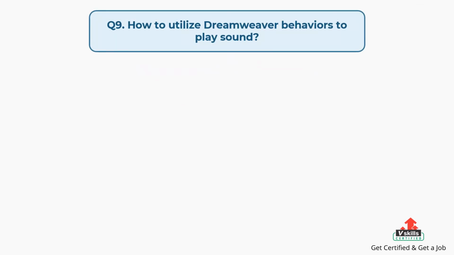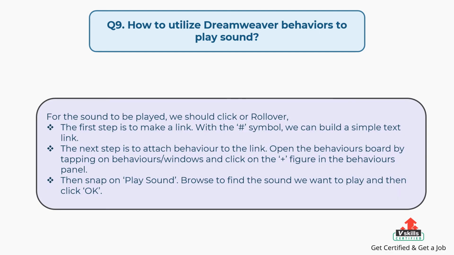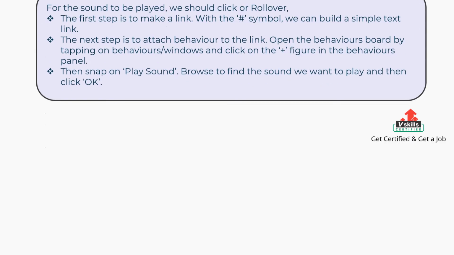Question number 9. How to utilize Dreamweaver behaviors to play sound? The answer is for the sound to be played, we should click or roll over. The first step is to make a link. With the hash symbol, we can build a simple text link. The next step is to attach behavior to the link. Open the Behaviors panel by clicking on Behaviors or Window and click on the plus sign in the Behaviors panel. Then click on Play Sound. Browse to find the sound we want to play and then click OK.